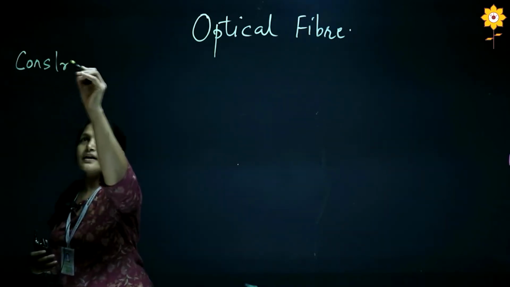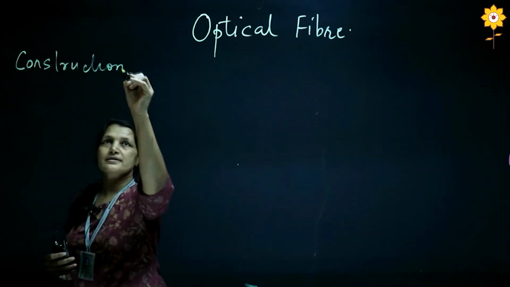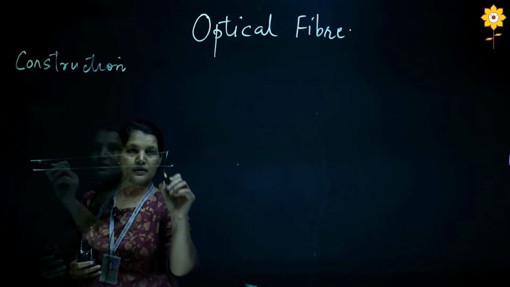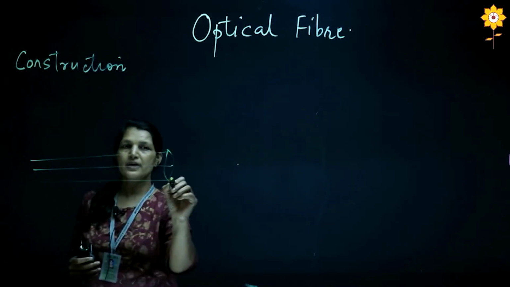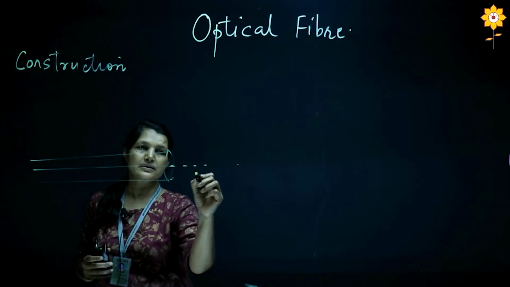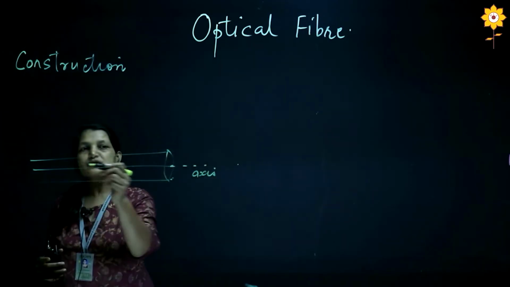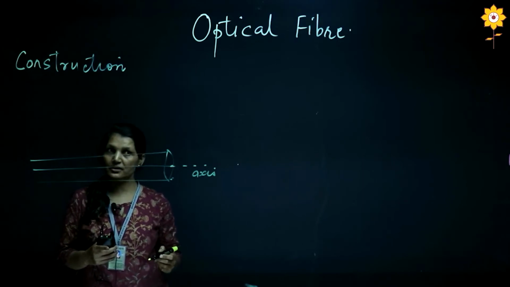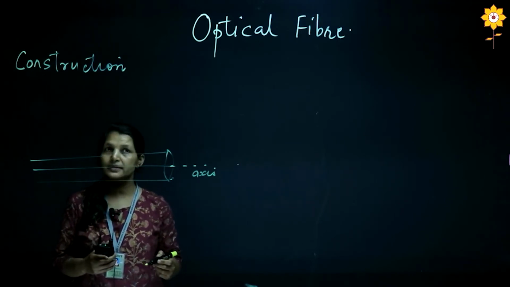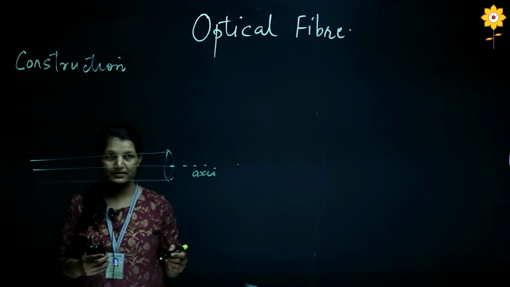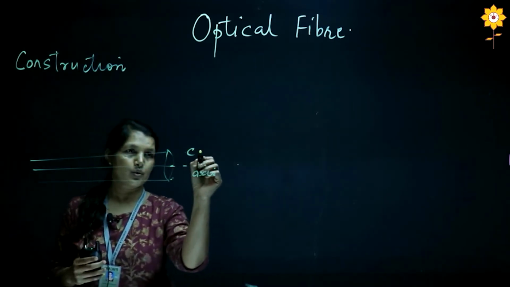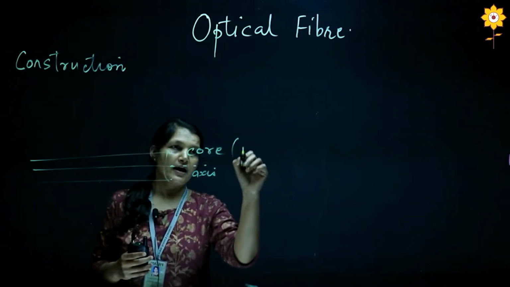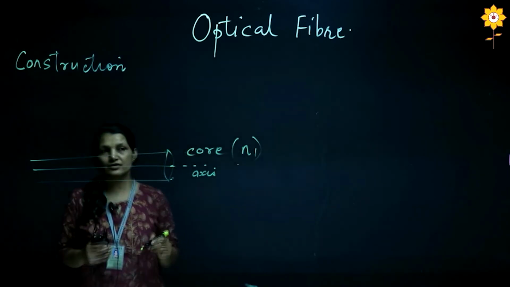Now let's see the construction, what it is made up of. The optical fiber consists of a number of layers. The central axis you are seeing is the axis of the fiber. It is made up of a thin, transparent, flexible material. The material can be silica, glass, or plastic, and this is called the core. This material has a high refractive index.